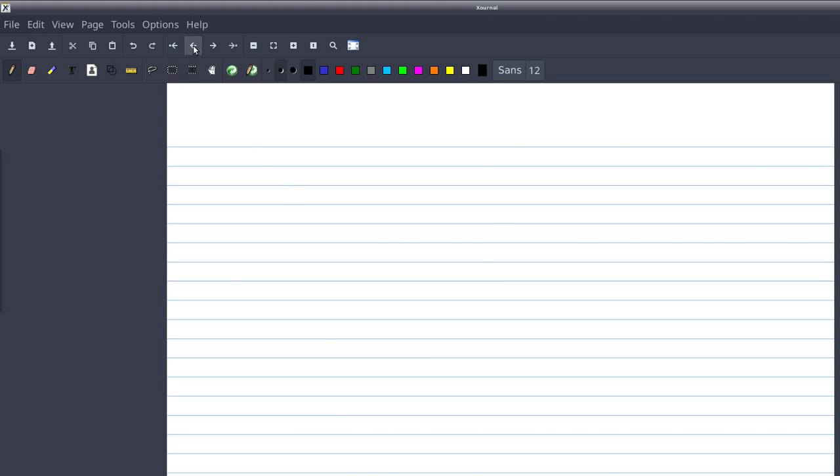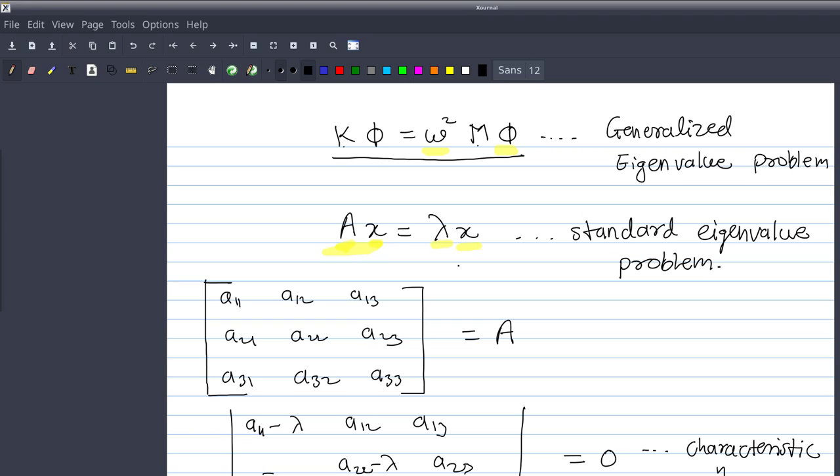But now let us have a look at this again. In our systems we have k phi equal to omega square m phi, that is a generalized eigenvalue problem, which of course you can convert into a standard eigenvalue problem. But then we will be having a system of equations with degrees of freedom maybe 10, 100 or even 1000. So if suppose we have degrees of freedom, let us say 1000, what will be the dimensions of the system matrix?